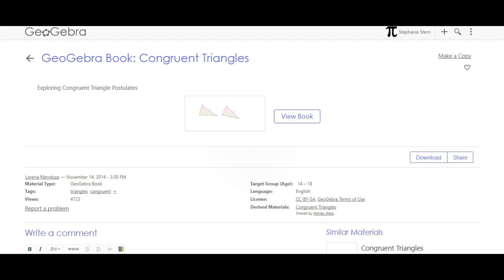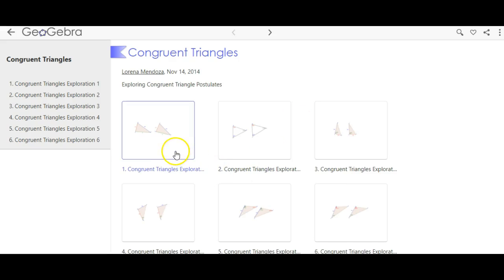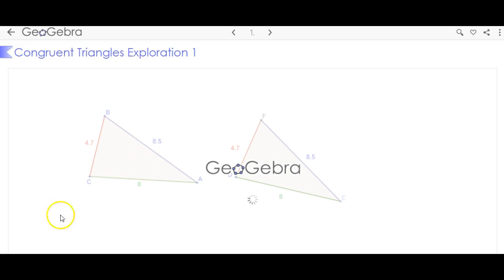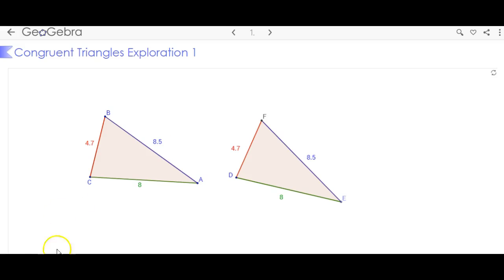After you go to Google Classroom and click on the link, you will come to GeoGebra. You will click View Book. And here you will see that there are 6 possibilities, the same ones that we talked about earlier. Let's look at the first one. Here we have an example of side, side, side. I know this because all 3 sides are marked.